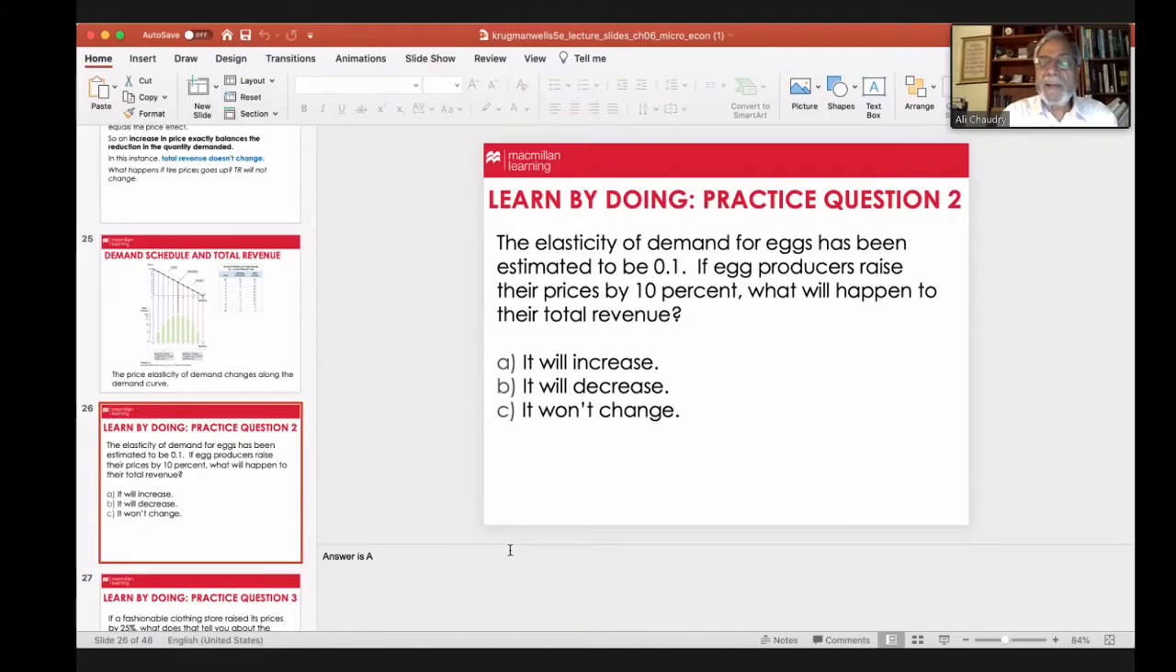Okay, so in principle, we always remember that if the price elasticity of demand is less than 1, what is the reason why the revenue would increase? Well, if the elasticity is less than 1, or inelastic, it means that when you change the price by 10%, the quantity demanded will drop by a lot less than 1%. In this case, how much will the quantity drop by?